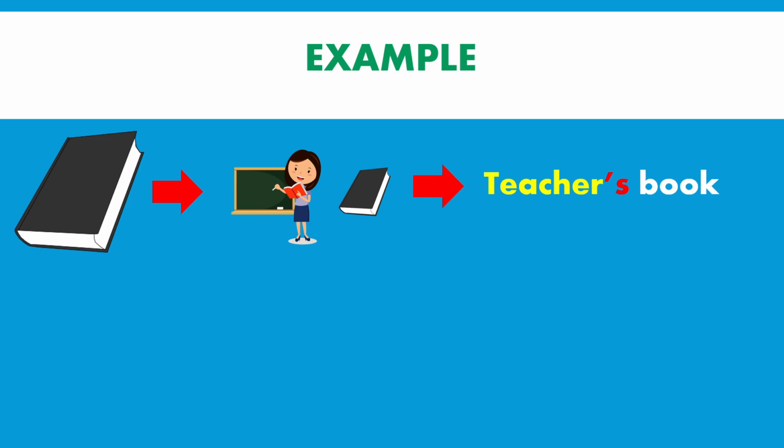Why is it apostrophe s? How many teachers do you see there? There's only one teacher. So if it's one teacher, it means that it's singular. And when it's singular, we use apostrophe s.